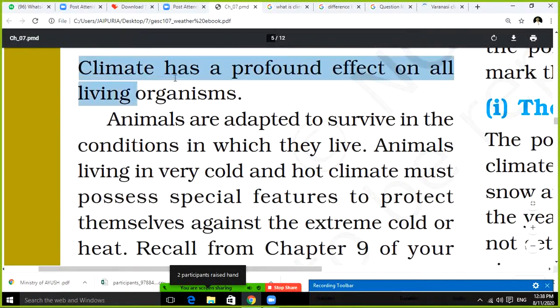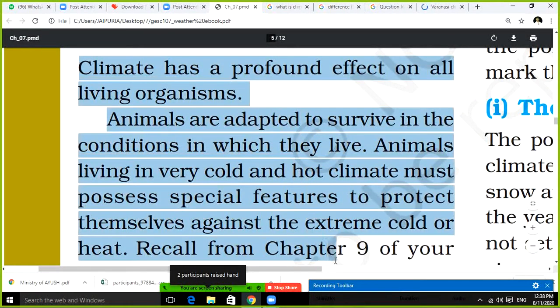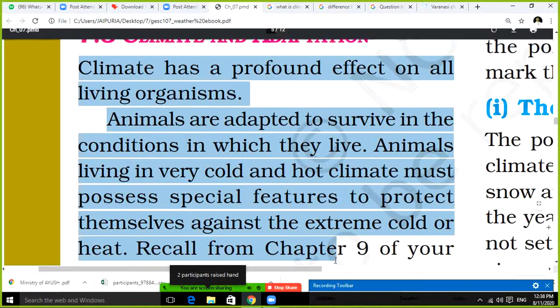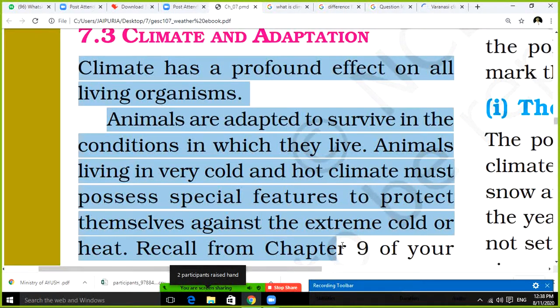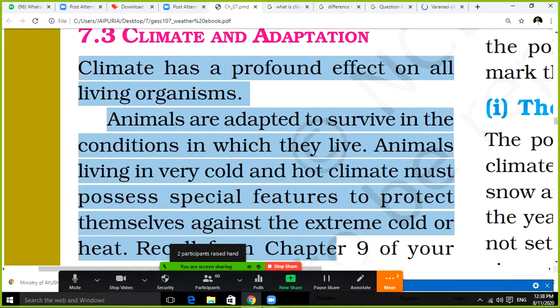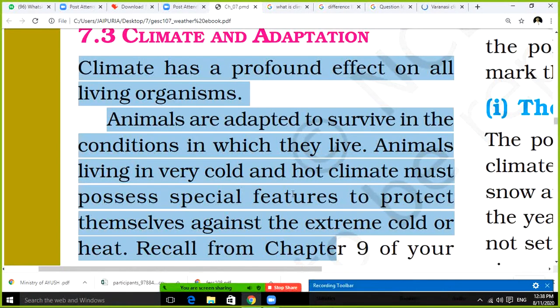So climate has a profound effect on all living organisms, students. According to the climate, animals are able to survive. And what is adaptation? That is the big question in front of us. Animals are adapted to survive in the conditions, meaning they are able to adjust according to the climate. Like you have seen, you are living in a very clean environment, but a few people in slum areas are living in very dirty places.